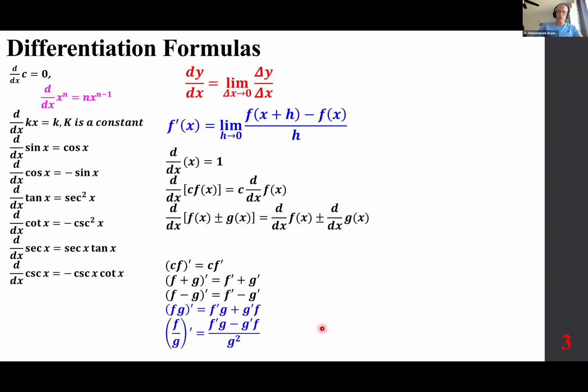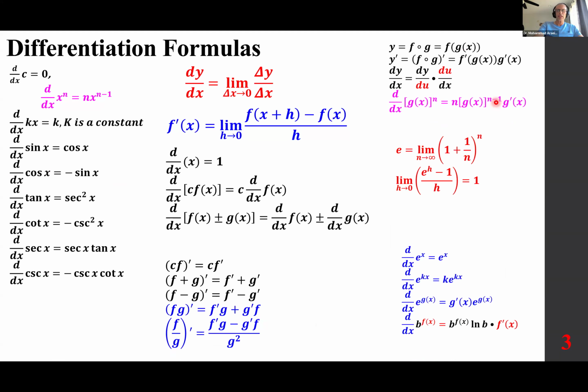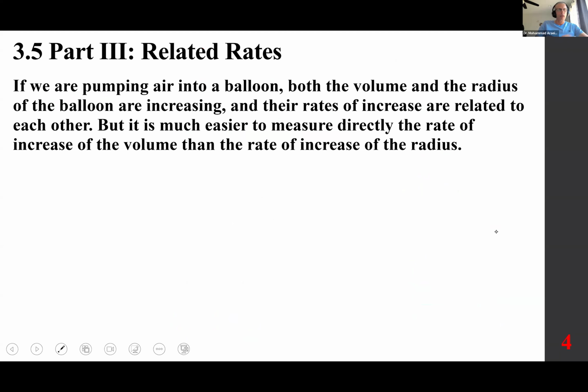The product rule, the quotient rule, composite function resulting in the chain rule, and exponential rules where every derivative starts with the function itself, and then we add something according to the chain rule or the logarithmic properties. Now, 3.5 part 3, related rates.